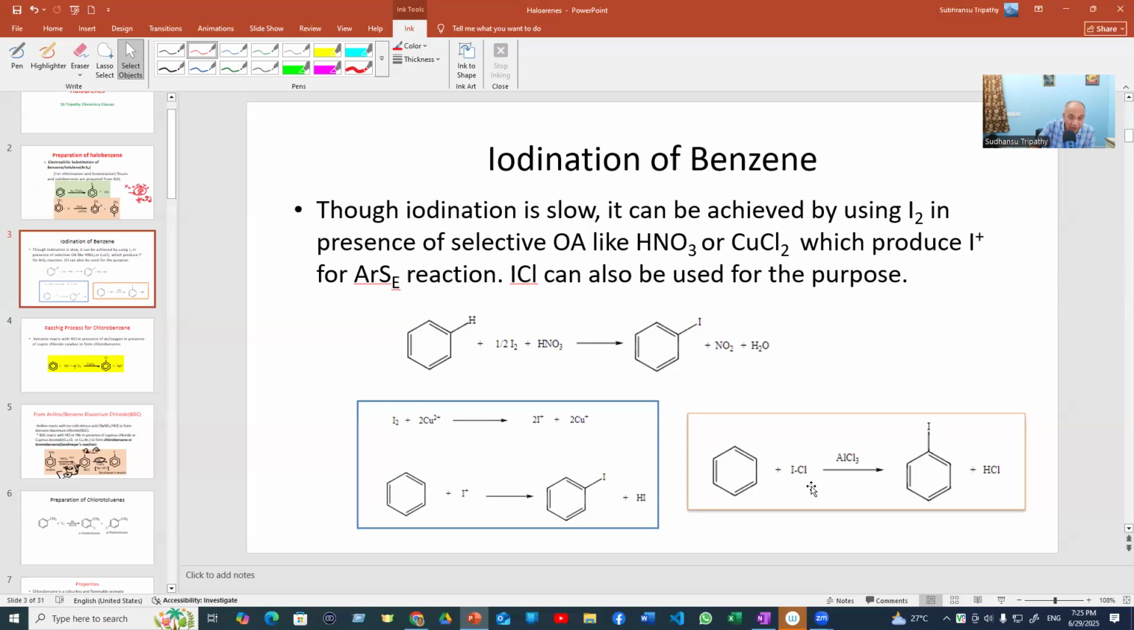And you can also take a very interesting compound, iodine monochloride, because in halogen chemistry we will study that halogens can form interhalogen compounds: ICl, ICl3, IF3, IF7. So if you take ICl, since iodine has a greater size and chlorine is more electronegative, the heterolytic cleavage will occur towards chlorine, so I plus will be formed, and in the same way ARSC will happen to produce iodobenzene.